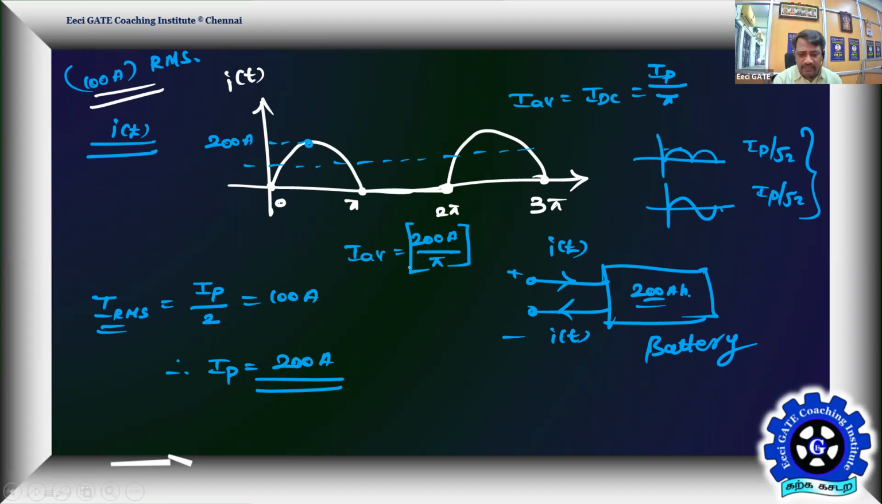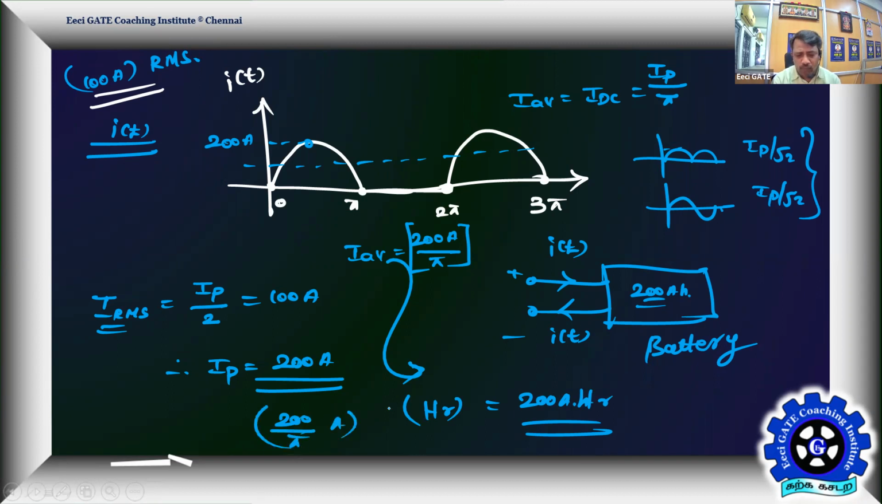So by using this current, we have to deliver a charge of how much? 200 ampere hour we have to deliver. Let me take it formally. By charging for how many hours with this current will you deliver a charge of 200 ampere hour? So it is 200 by pi ampere as the current, and how many hours do you need to deliver a charge of 200 Ah? Hour is the only unknown. Yes, the problem is straightforward now.